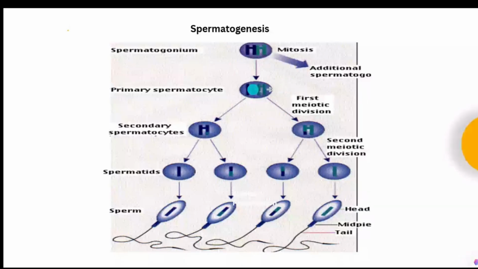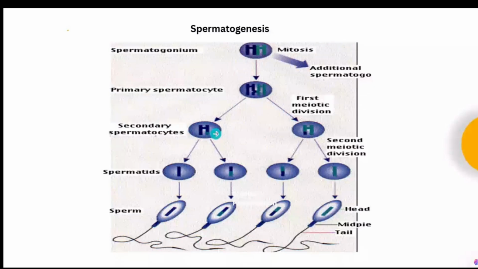Here, the first meiotic division will start, because these are the gametes. We know that it has to become a haploid cell. So the first meiotic division will form a haploid cell with 23 X chromosomes and you will get a secondary spermatocyte.